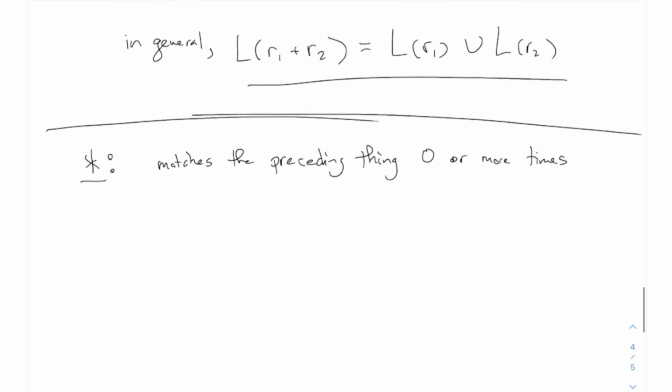So for example, what if I just do A star? What's the language generated by A star? It means you do A's over and over again, 0 or more times. This, you know, is what we would typically write like this, A to the n, and in the natural numbers, right? That's how the star works.